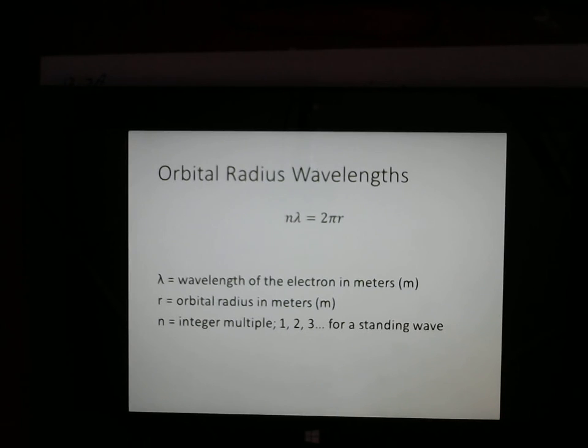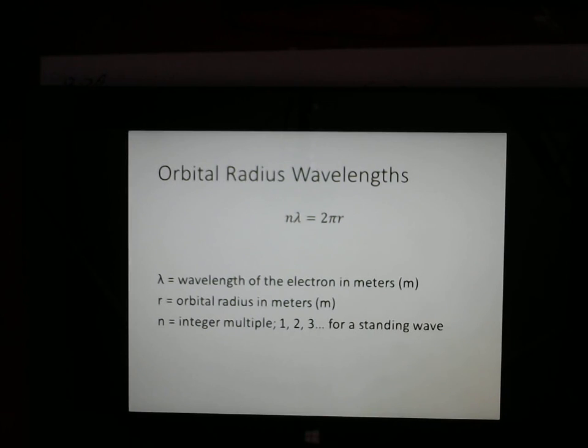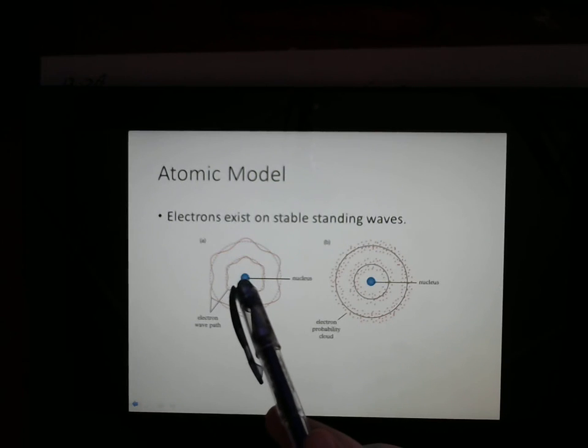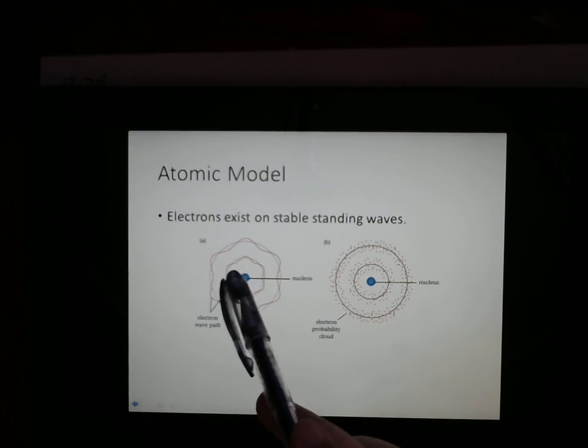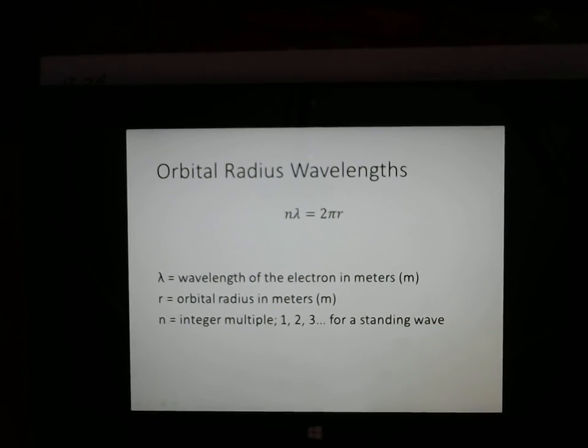If we go back to our picture there, the orbital radius will be the distance from the nucleus up to whatever radius you're talking about. And n will be an integer multiple. Remember, because it's a quantum system, it has to be an integer multiple. So it's going to be 1, 2, 3, etc., whatever it wants to be. We could have it all the way up to 100, but you can't have anything less than a 1.